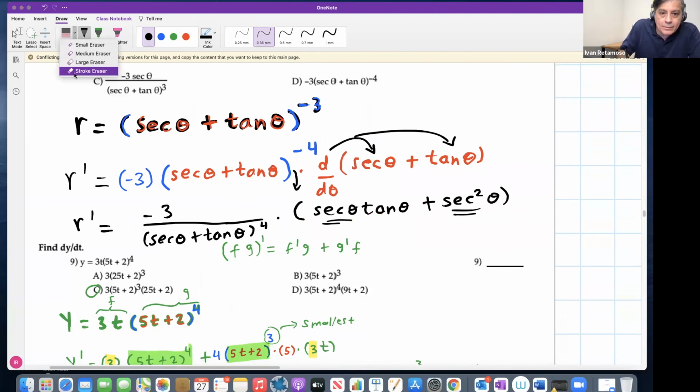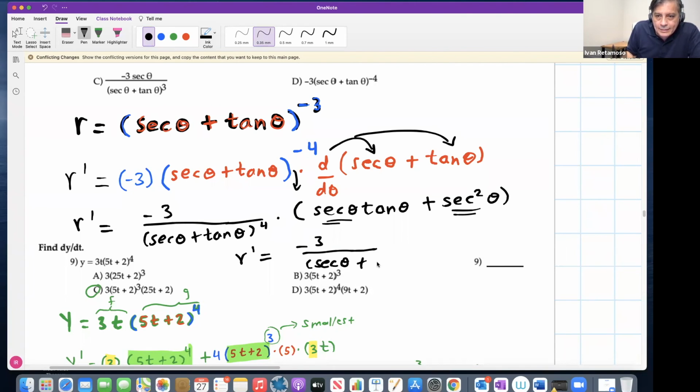Let me erase this product rule. Yeah, this will lead to the following. R prime equal minus 3 over secant of theta plus tangent of theta all raised to 4 power, right? It's on the bottom. On the top, I factor out secant of theta, and inside I get secant of theta into this, secant of theta cancels, this is tangent of theta, plus secant of theta into secant squared, secant of theta, right? Secant of theta.